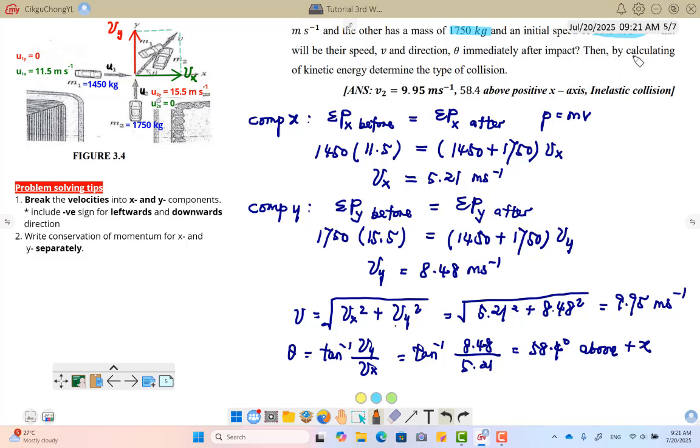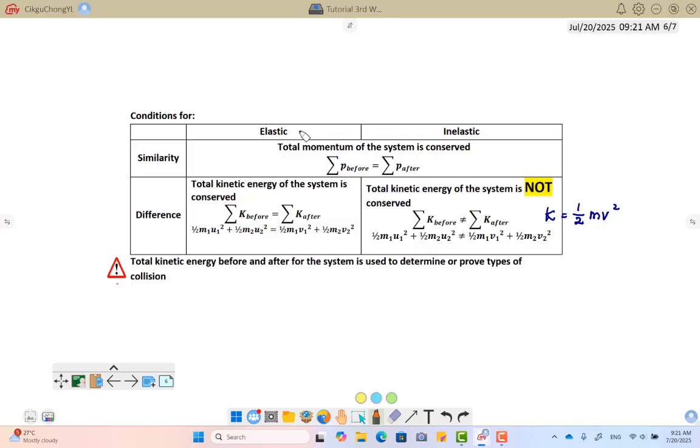Then for the second question, by calculating the kinetic energy, we need to determine the type of collision. For this, we refer to the concept we learned in lectures on how we distinguish elastic and inelastic collisions. For elastic collisions, the total kinetic energy of the system is always conserved. Conserved here means the total kinetic energy before collision equals the total kinetic energy after collision. But for inelastic collisions, the total energy of the system is not conserved, whereby the total kinetic energy before collision will not equal the kinetic energy after collision. We have some loss in the kinetic energy.